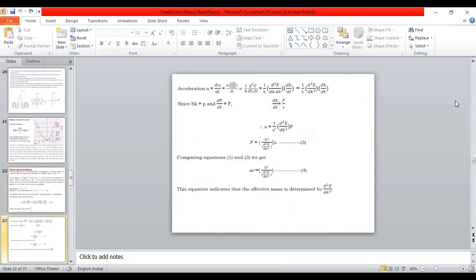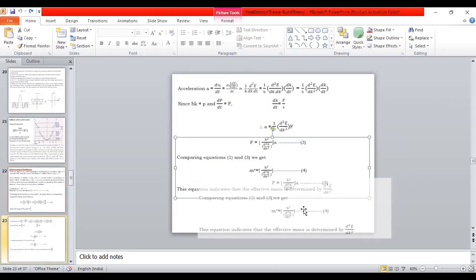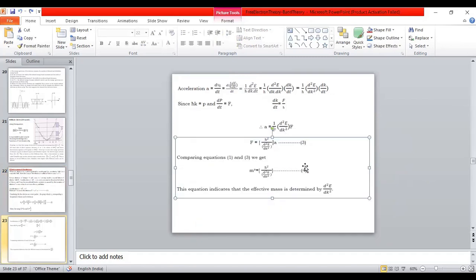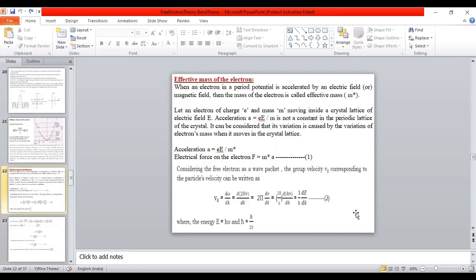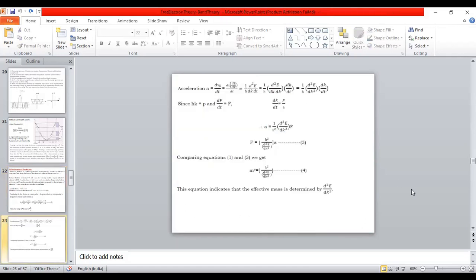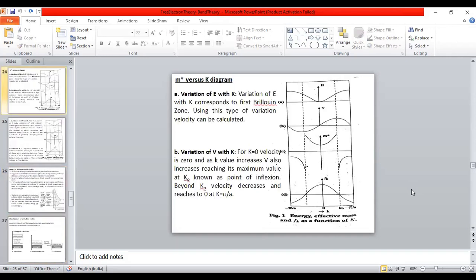So the effective mass of the electron is determined by d square E by dk square. m star is equal to h bar square divided by d square E by dk square. We got E is equal to h nu, and then we applied all these things and derived this equation for the effective mass of the electron.